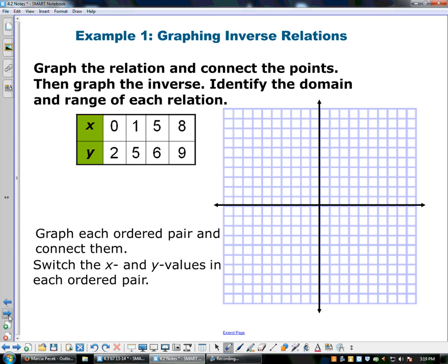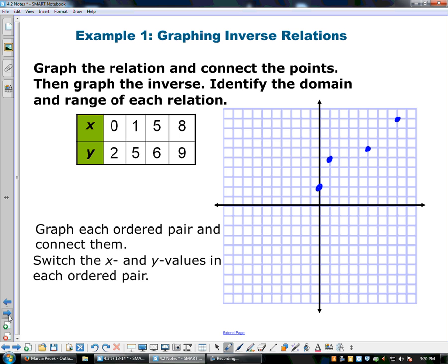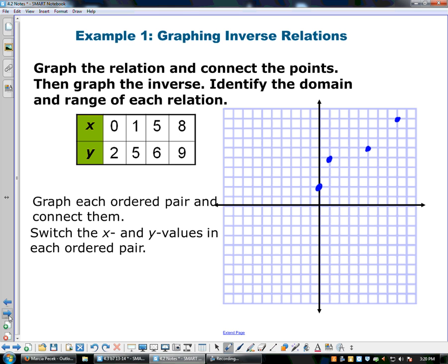So we'll graph the point (0, 2), so 0 on the x, 2 on the y, (1, 5), (5, 6), and (8, 9), excuse me. Okay, so we're going to graph those. That's just kind of our first step here, and we're going to connect those together. I hope you're doing this yourself on some graph paper for your notes.